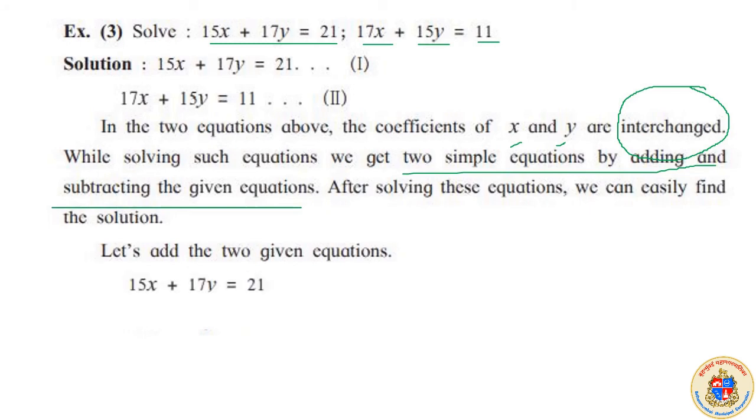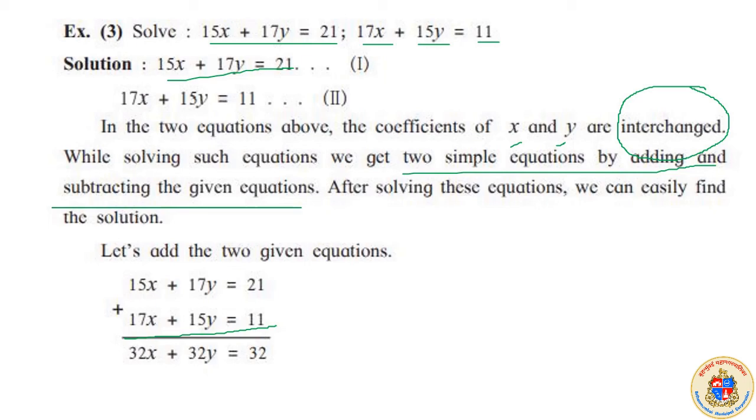Let us add the two given equations. How will we add? 15x plus 17y is equal to 21. 17x plus 15y is equal to 11. Add किया तो क्या हो गया? 32x plus 32y is equal to 32. मजा आ गया ना?